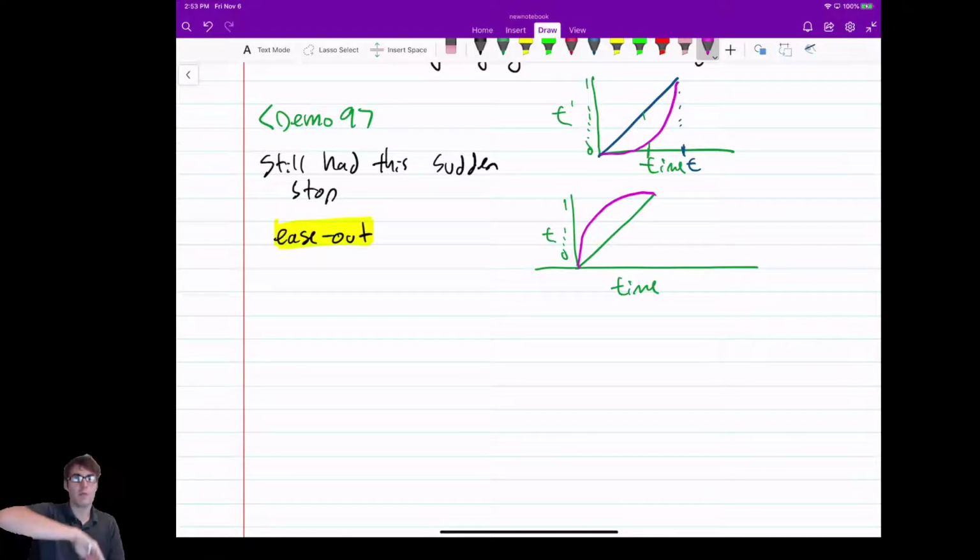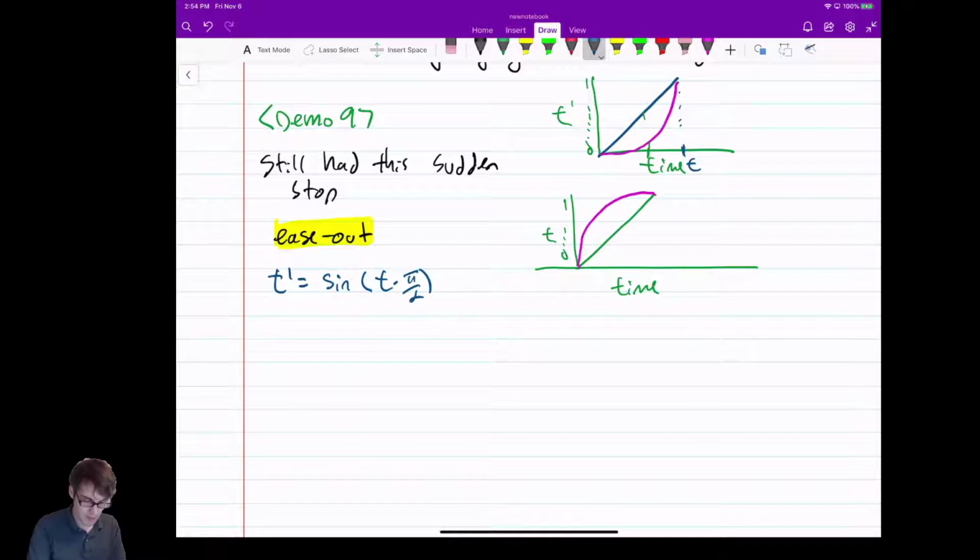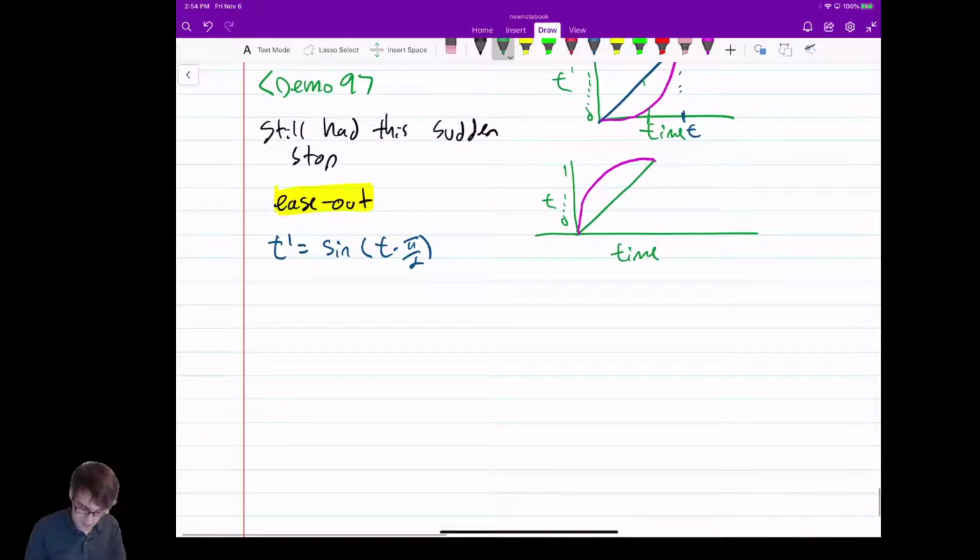It starts up really quickly, but then it decelerates, and eases out and goes very slow until it stops. So you get that nice, smooth finish feel. And the way we can calculate this is t prime is going to be the sine of t times pi over 2. And the reason that works is because of how awesome sinusoidal functions are.